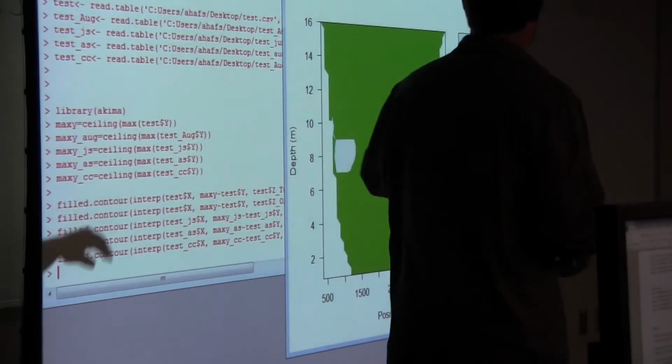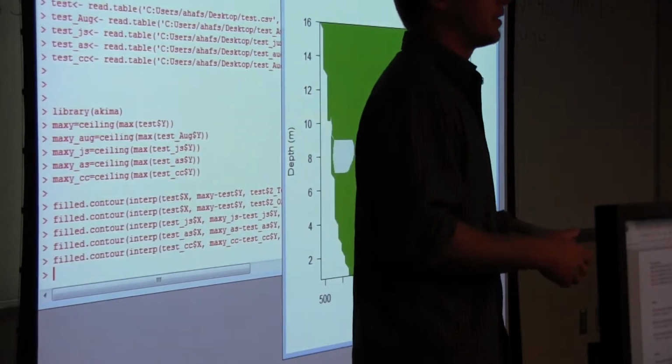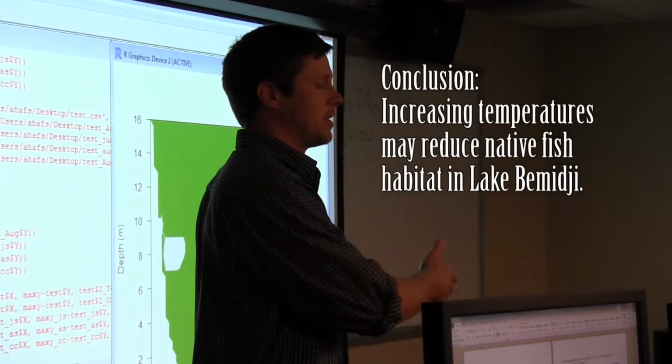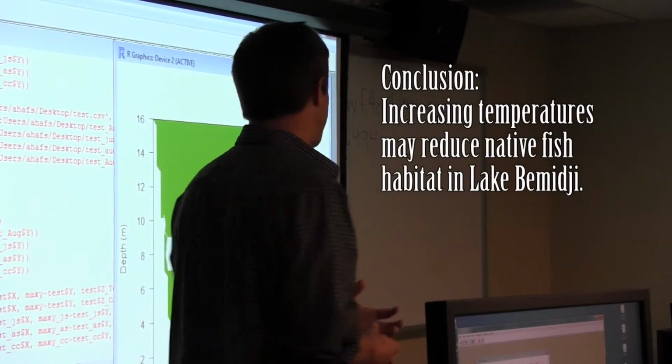So that's the big picture of this type of research, and why we're interested in it is I can now project what can happen in Lake Bemidji under different climate change scenarios, just from that data that we collected.